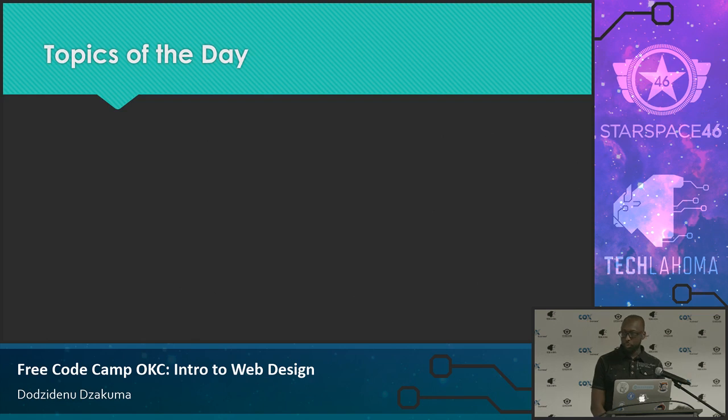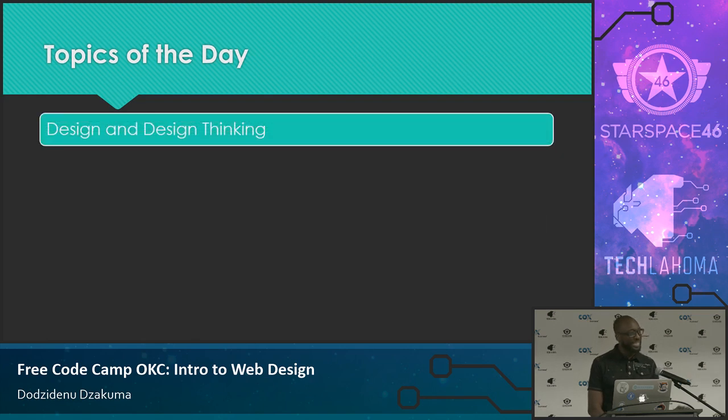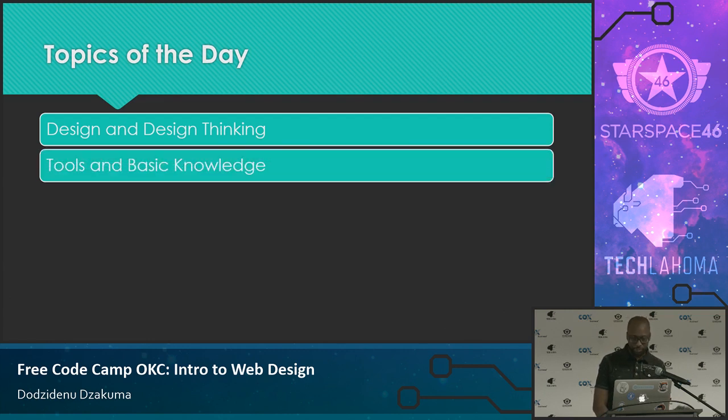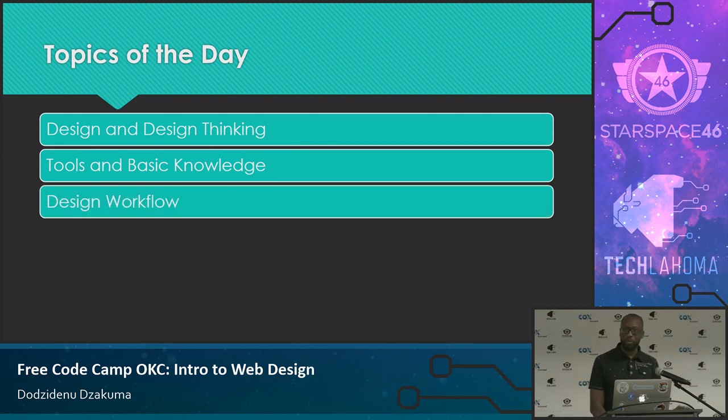Today, what we're going to go through is first design and design thinking. This is really what you want to do to get into solving a problem. So we're going to talk about what design is. Then I'm going to give you some tools and some basic knowledge so that you have something to base everything off of and you're not just in the wild like, what's this design thing? What's going on? And then a workflow. Having a workflow makes it easier for you to go from start to finish. I'll just show you one. There are lots of them, and as soon as you get comfortable, you can adopt your own with no problems.